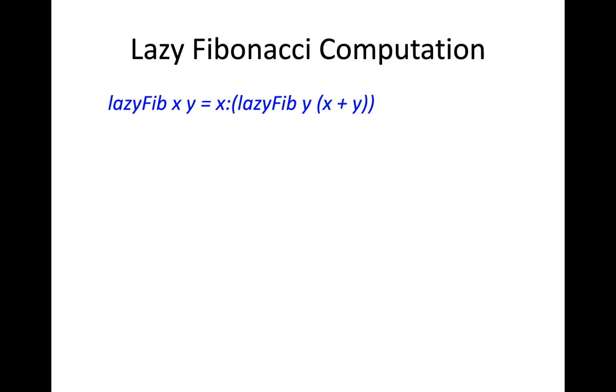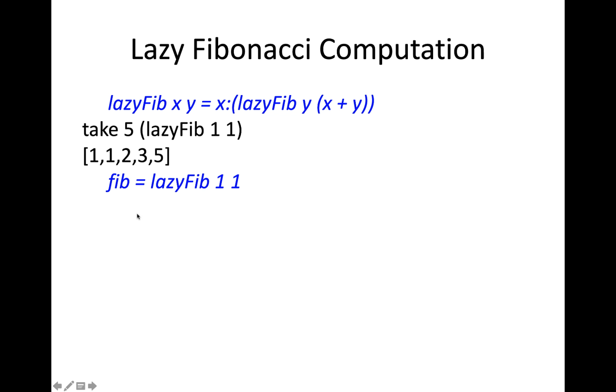Okay, now if we apply a similar concept to compute the Fibonacci series, we can design this function lazyfib with 2 parameters x, y. x comes out, then a recursive call on y and x plus y. Now we can do take 5 from this to make it simpler. We can also give a name fib to lazyfib 1 1, this part, and then we can do take 5 from fib. Those are also allowed, and that gives the valid first 5 numbers in the Fibonacci series.